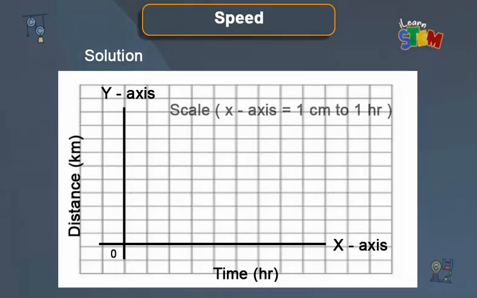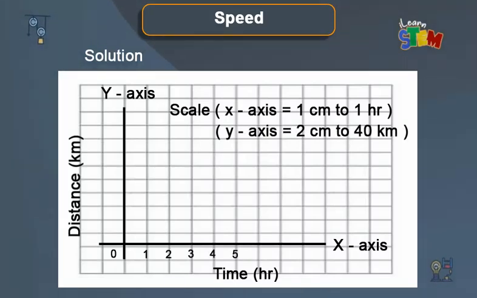Let the x-axis be 1 centimeter to 1 hour, which is 1, 2, 3, 4, and 5. Let the y-axis be 2 centimeters to 40 kilometers, which will be 40, 80, 120, and 160. Now we will have to mark the point at which our distance and time meet. Then we will draw a slope from 0 to the point. Now we are done with plotting the graph, so we will need to calculate the speed.